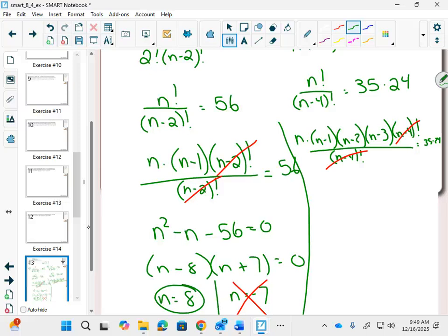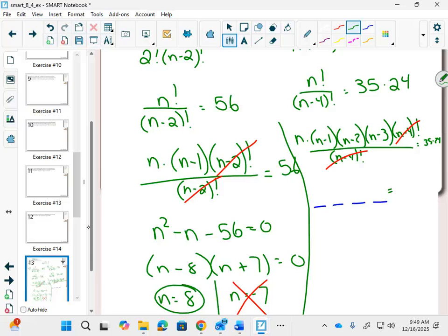But I'm going to use some logic in this question to solve it instead. The logic I'm going to use is these 4 numbers I'm now just going to replace with spaces. Do you notice that they're consecutive? n, then 1 less, n minus 1, then 1 less, n minus 2, then 1 less, n minus 3. They're consecutive numbers. So I'm going to just replace them with spaces, and on the other side, I'm going to see if I can break up 35 and 24 into 4 numbers multiplied by each other.